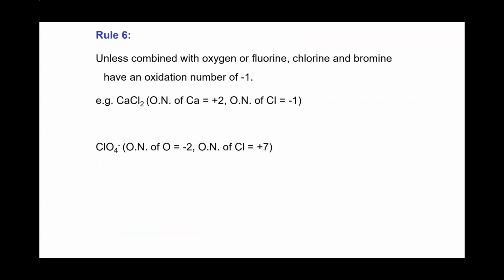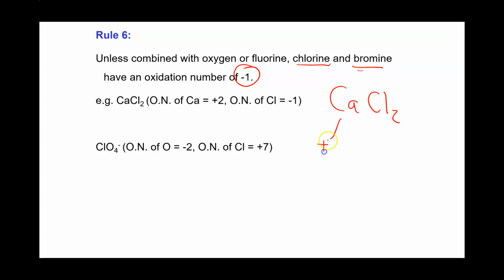Okay. Again, this is a series of rules that relate to specific elements. So unless combined with oxygen or fluorine, chlorine and bromine always have an oxidation number of -1. So I don't use this rule that often. Most of the time it's not needed. So for example, I can show you here that it isn't needed.